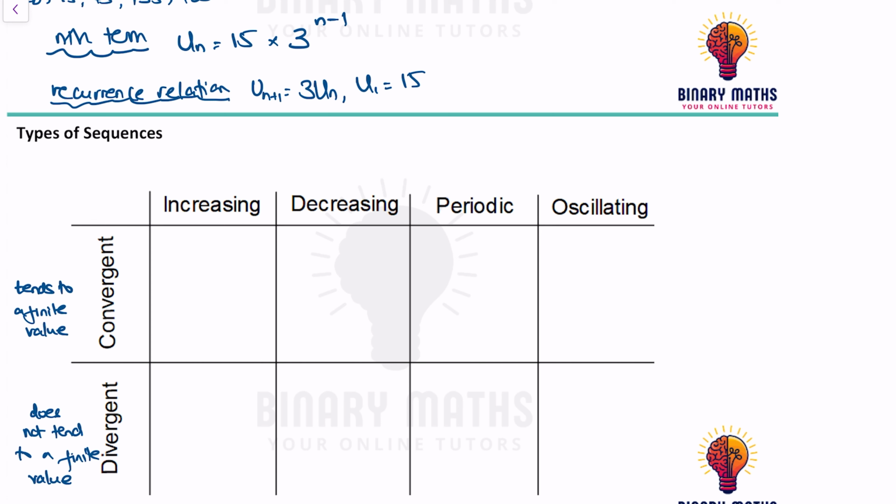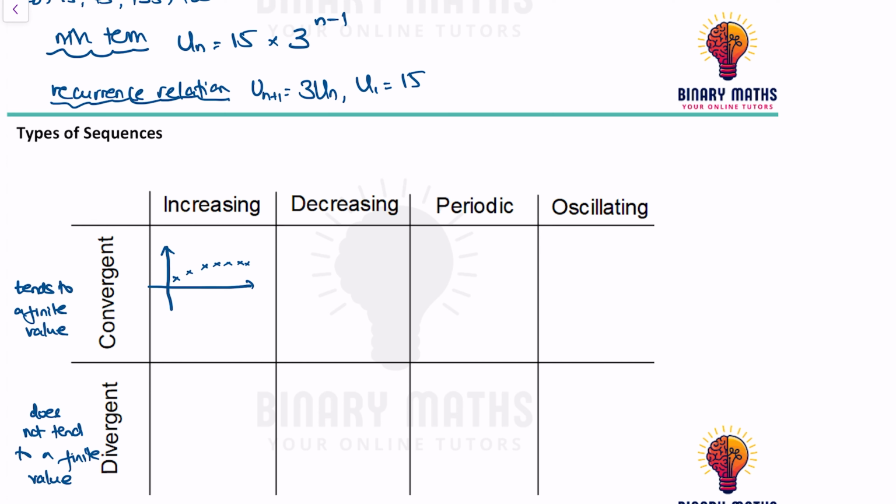Okay, so let's go through all the different things you can have. A sequence can be convergent and increasing. Convergent and increasing means you might have something like this. So it's increasing slowly, but it's going towards a certain value.